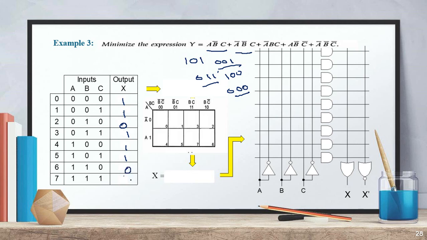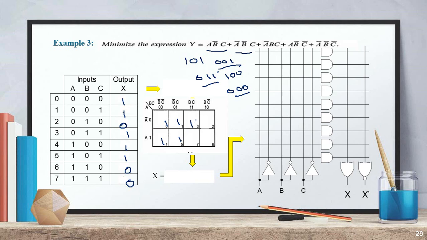So in total there are 5 terms, so 5 ones. From that, simply fill in your K-map. So 0, 0, 0 is 1. Then 0, 0, 1 is 1. And 0, 1, 1 is 1. Next 1, 0, 0 is 1. 1, 0, 1 is 1.